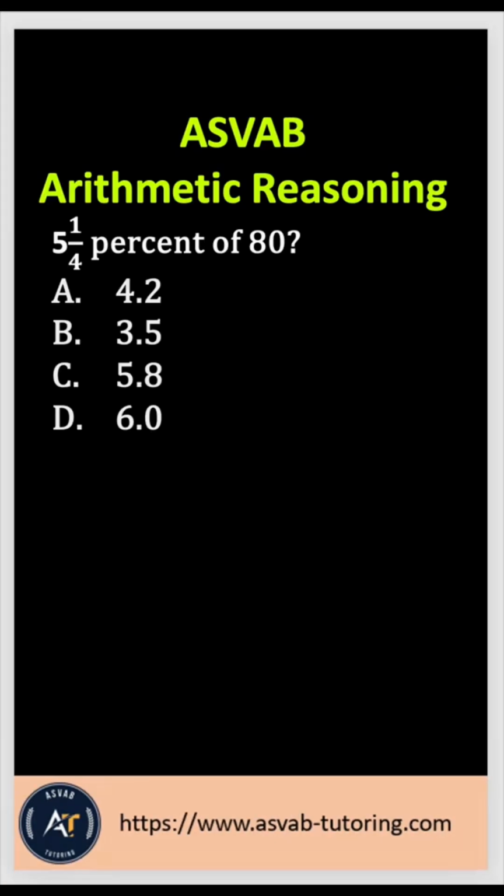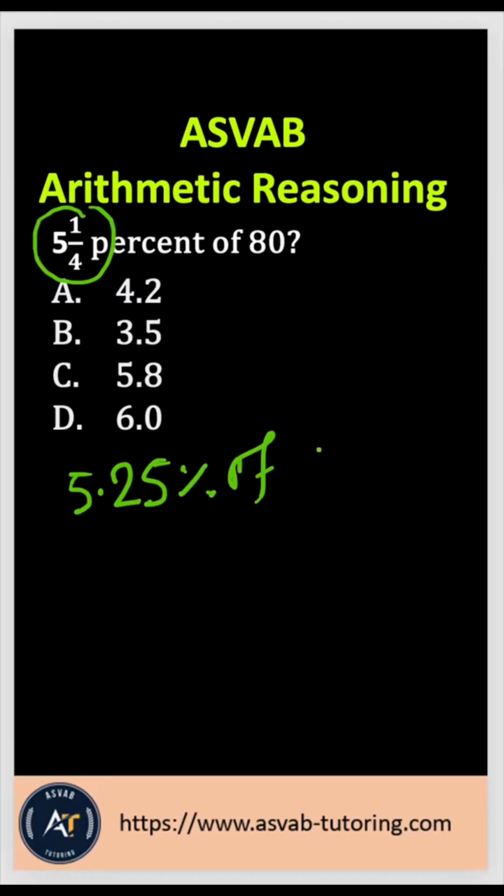Let's practice another very important basic arithmetic reasoning question on the ASVAB test. The question asks here, 5 and 1/4% of 80. In order to solve this problem, first you have to rewrite 5 and 1/4, which means 5.25%, of 80. Now you have to make this percent into a decimal. In order to do that, you have to move 2 decimal places from right to left. Let's do this: 1, 2. And if you don't have enough digits, you have to fill in with 0. Now you have to multiply this number by 80. So let's do it.